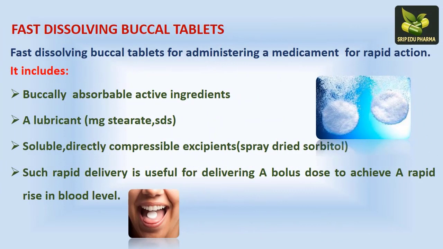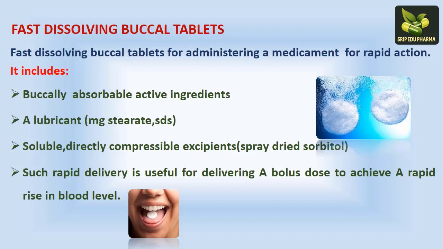So students, since we are discussing tablets, the next category is the fast dissolving buccal tablets. They are meant for administering a medicament including active ingredients, a lubricant, and a water soluble sugar such as sorbitol, combined such that the buccal tablet dissolves in about 1 minute. It is clear from the name that it is a fast dissolving buccal tablet. So the primary action is to deliver the active ingredient in a very short span of time.